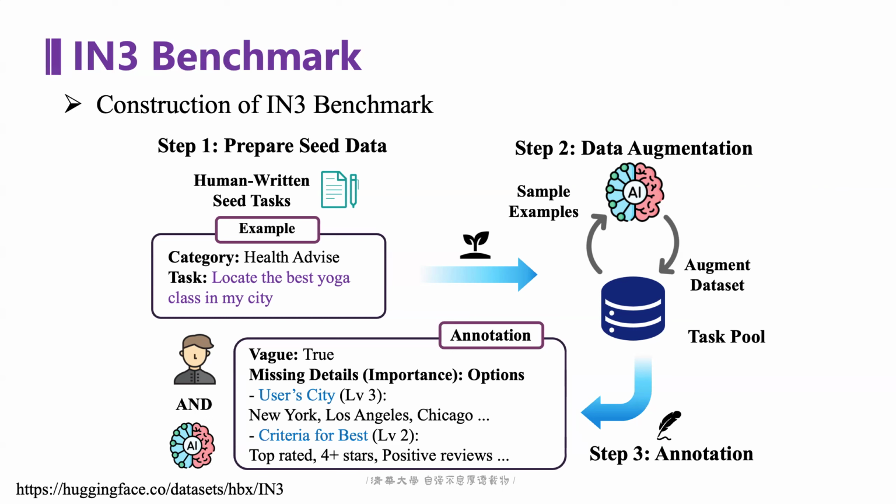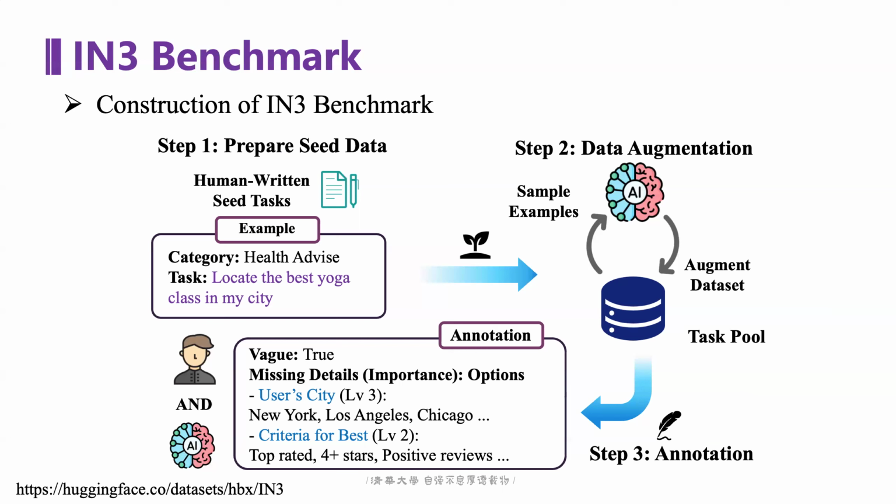But even though there are two missing details, they are of different importance. If the agent does not know where the user is, like when the user says "in my city," it definitely cannot find a class, because the world is really big. There are so many cities. We cannot call it hallucination, but its answer definitely cannot meet what the user really wants, because it doesn't even know where the user is.